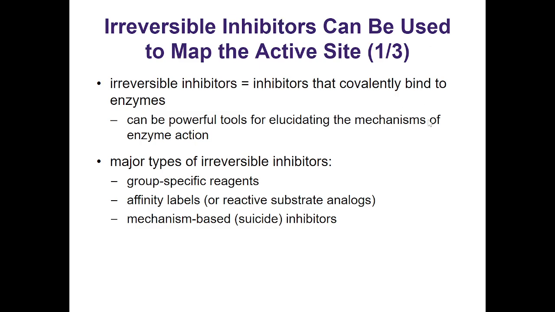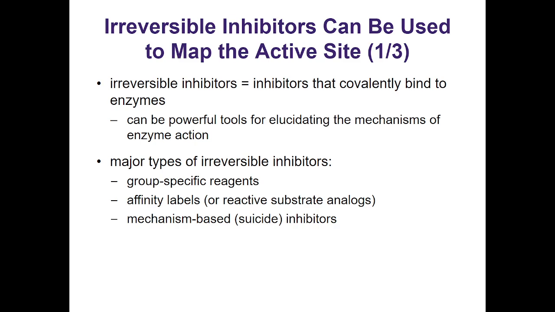Okay. So some of the major types of irreversible inhibitors are group-specific reagents. We have a lot of nitrogens on there, right? There's a whole list of reactions I gave you that worked on nitrogen and sulfurs, wasn't there? So what do you think are good targets for that?